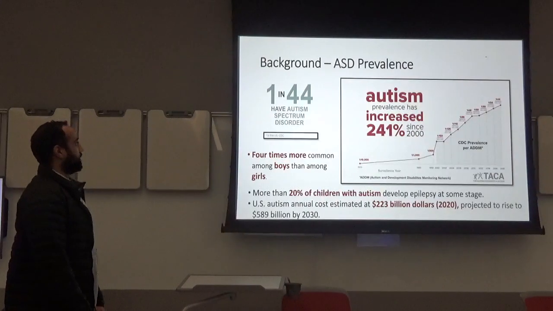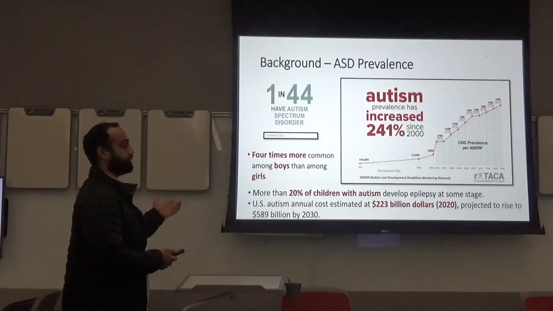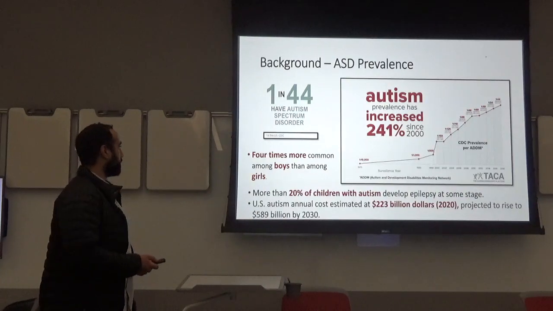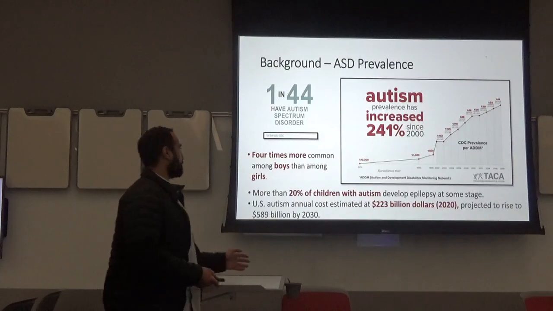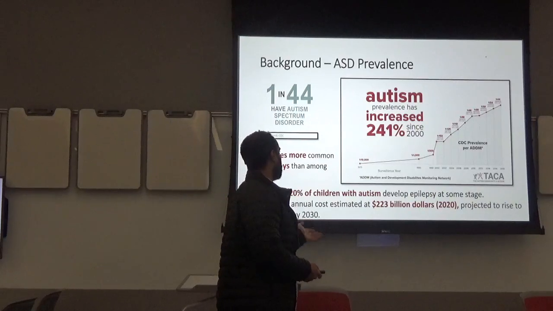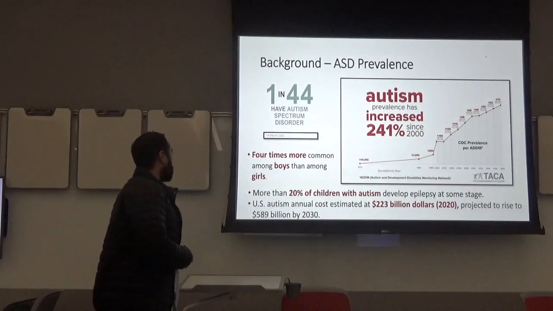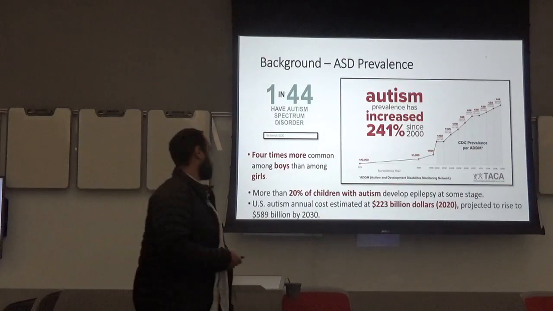At the beginning of my PhD, I remember that it was 1 in 54, 5 years ago. And now the prevalence of autism is increasing. It has increased in the last 20 years by 241%. It's more common in boys than girls, and 20% of the children with autism develop epilepsy at some stage in their life.